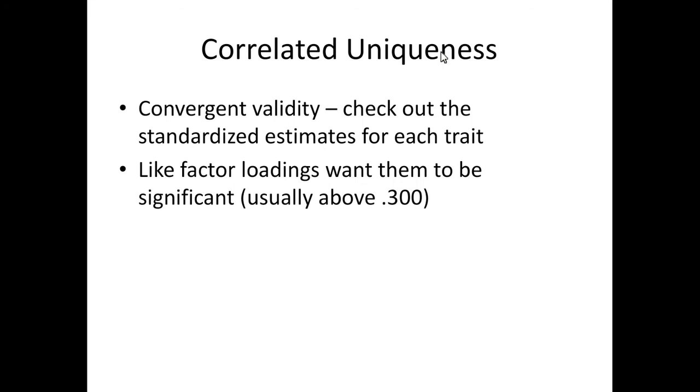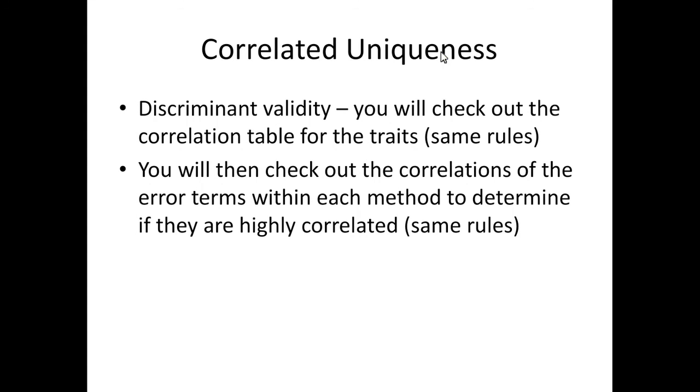And so what you would do is you would check out the standardized estimates for each trait, and you really want them to be above 0.3, so this is kind of your traditional rule. For discriminant validity, you would check out the correlations for the traits and make sure they're not at ceiling, so we don't want them to be 1. And then you would check out the correlations for the error terms within each method to determine if they're highly correlated. So you want it actually to be 0. You would like the methods to not have super high correlations. So that item should be able to stand alone. So it's the same rules.